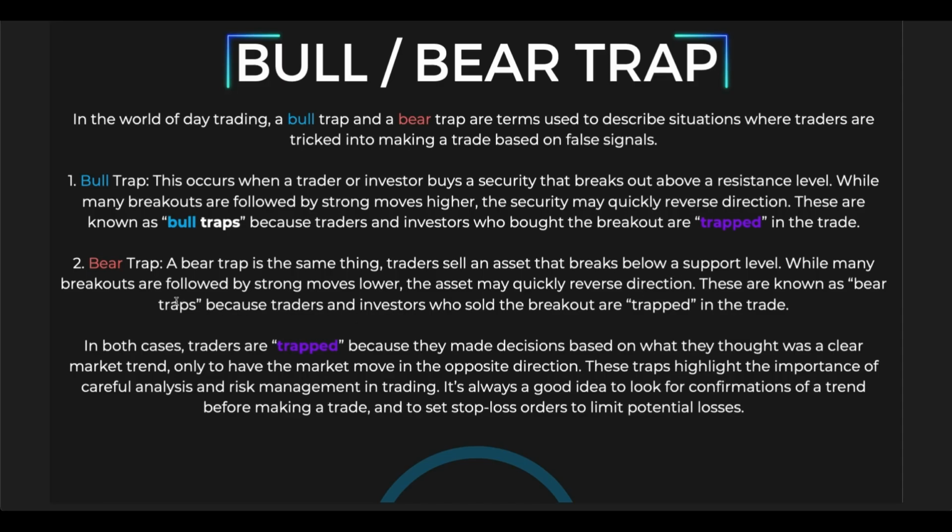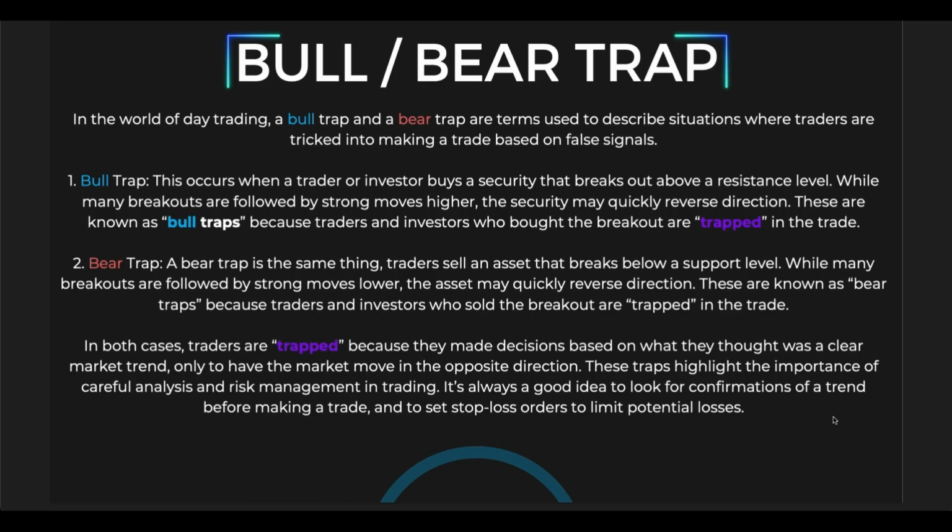While many breakouts are followed by strong moves lower, the asset may quickly reverse direction. These are known as bear traps because traders and investors who sold the breakout are trapped in the trade. In both cases, traders are trapped because they made decisions based on what they thought was a clear market trend, only to have the market move in the opposite direction. These traps highlight the importance of careful analysis and risk management in trading.